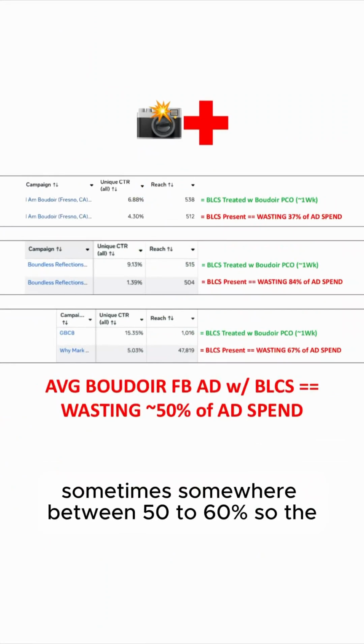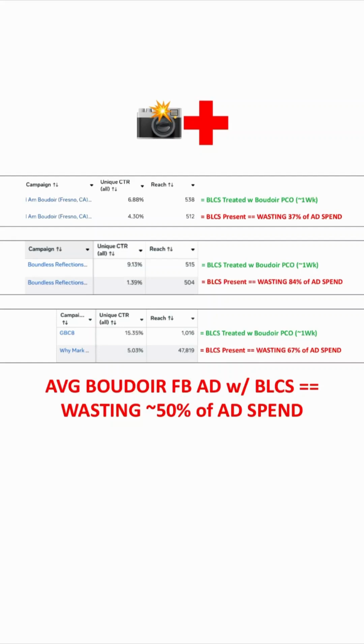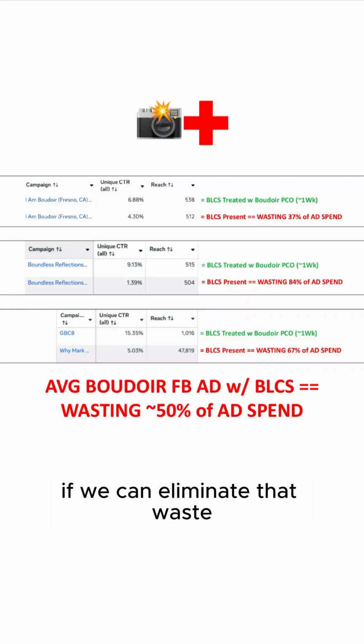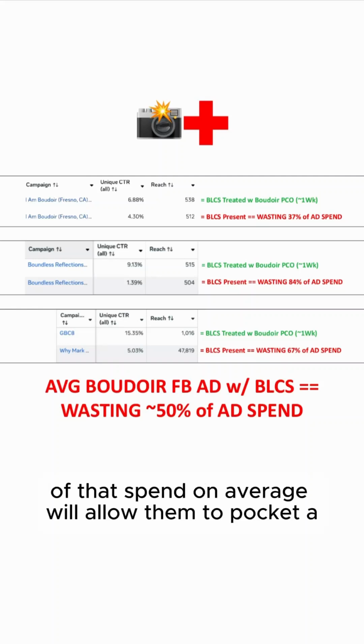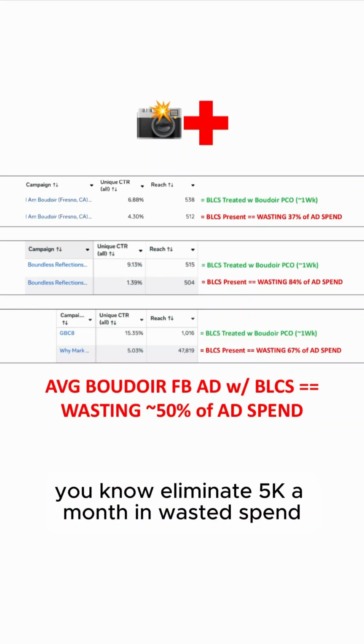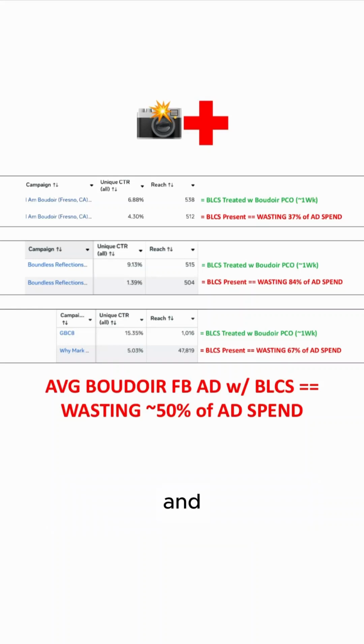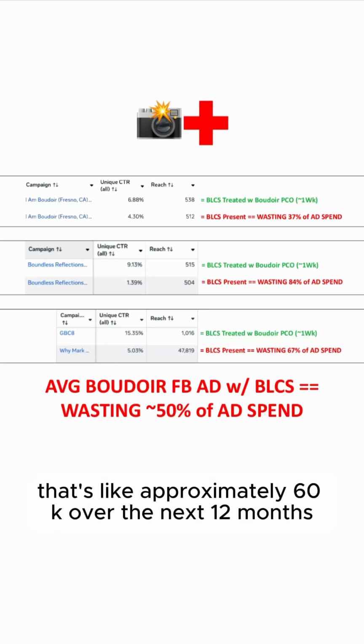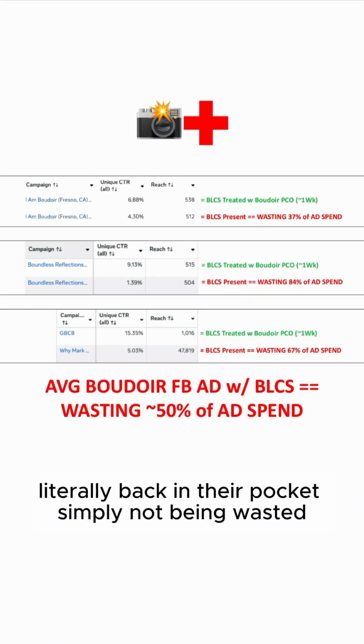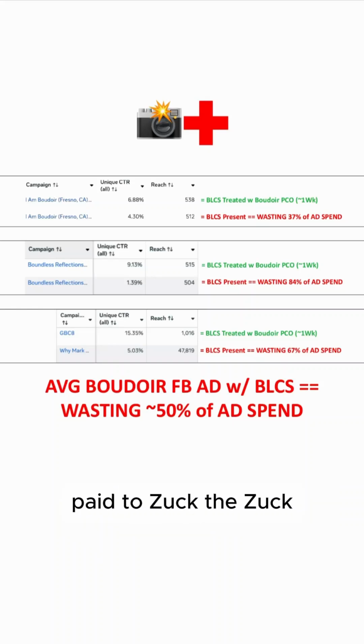So if they're spending 10 grand a month on Boudoir Facebook ads, if we can eliminate that wasted ad spend, on average, we'll allow them to pocket 5K a month, and that's approximately 60K over the next 12 months. Literally back in their pocket, simply not being wasted, paid to Zuck, the Zuck.